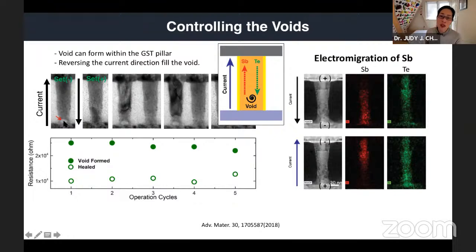And the new information we've added to the community is that a single voltage pulse is enough to initiate this process.